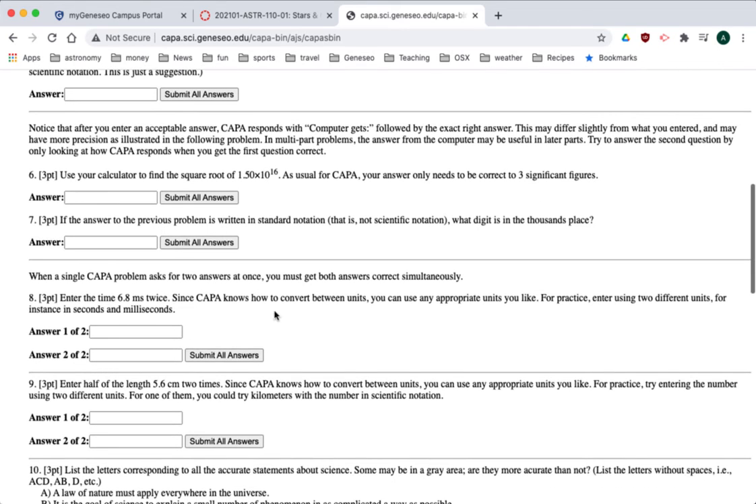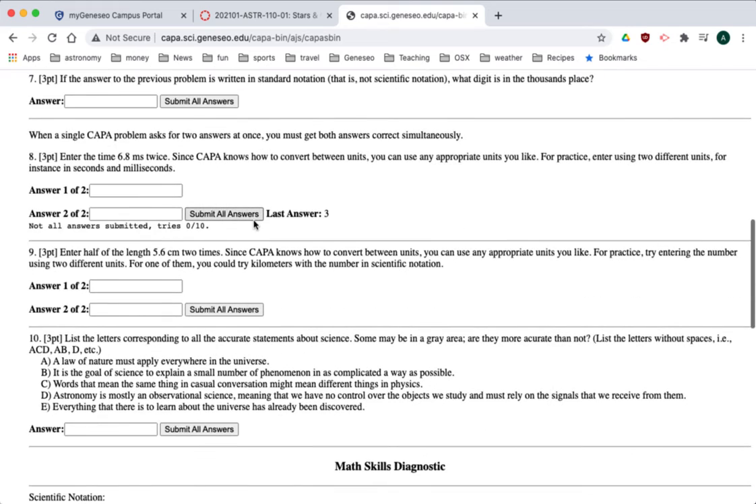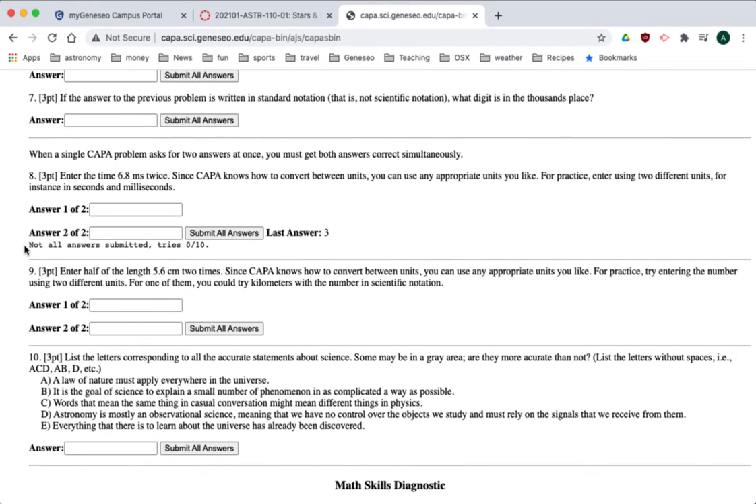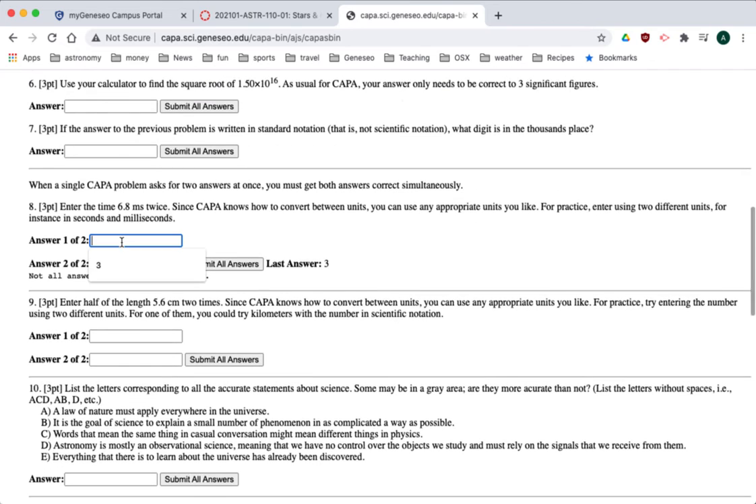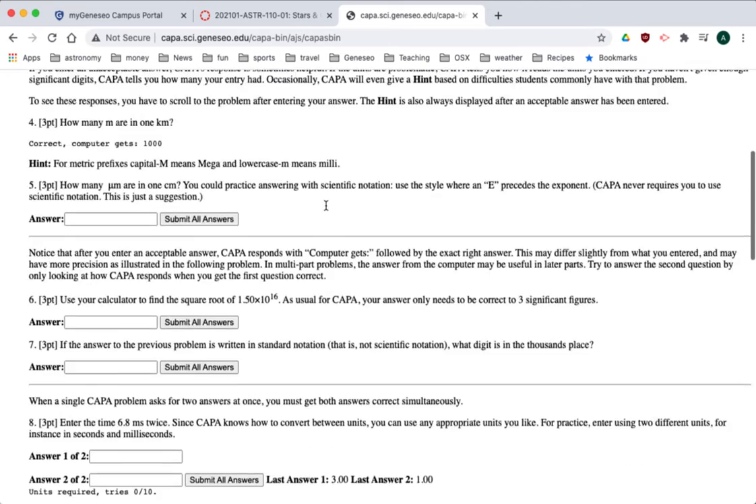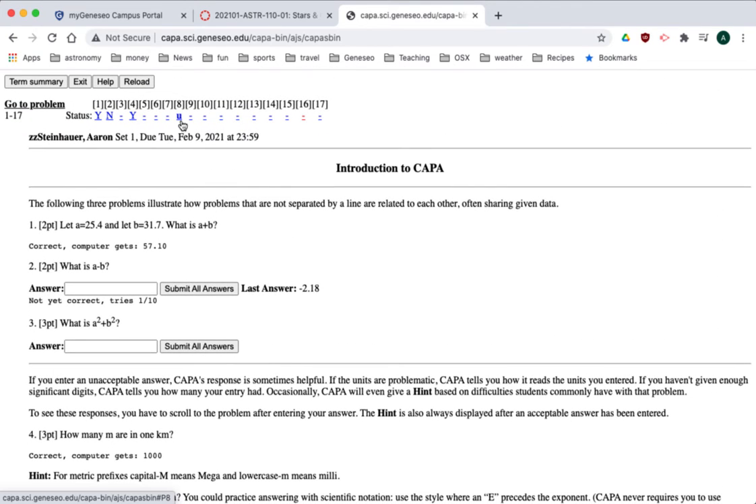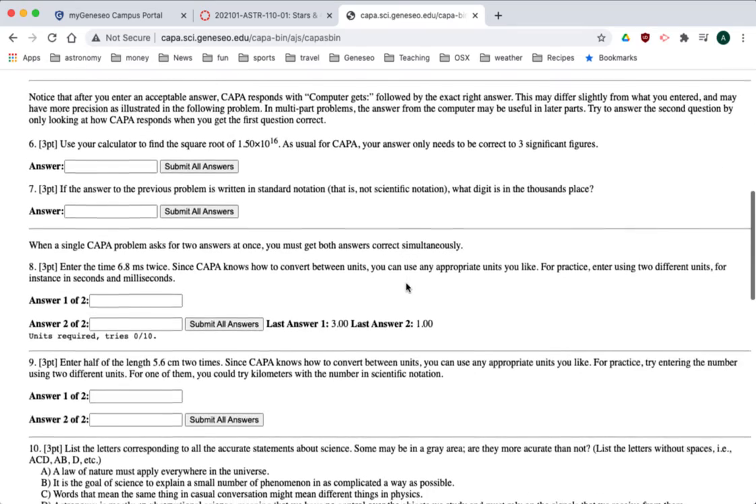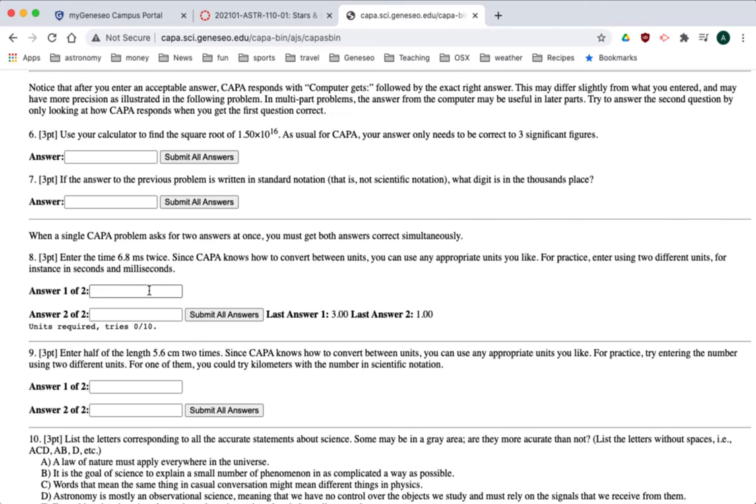Okay, there are certain answers where you have to put in both answers at the same time. If I just put in one, it's going to yell at you and say not all the answers submitted. You need to put a number in both of these before it will accept it, and now it's going to tell me that's wrong. Now, this is another error that CAPA can give you, and this is a lowercase u, and that says that there's a units problem.